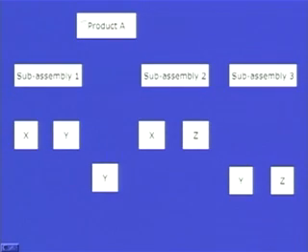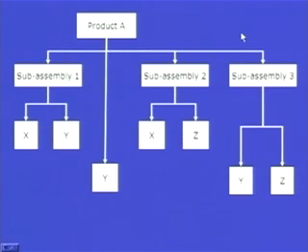Now here, suppose with the help of an example, we can see on your screen that product A has to be manufactured. Now there are 3 sub-assemblies which will be finally assembled to produce product A. So this is basically the requirement for finally producing product A. Now product A requires sub-assembly 1, sub-assembly 2 and sub-assembly 3.